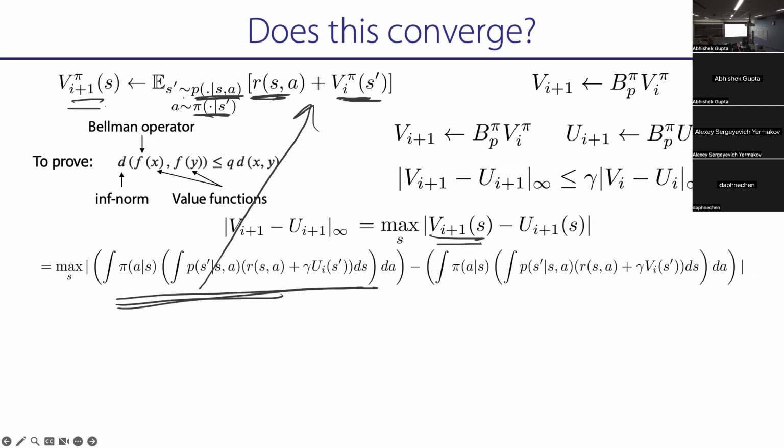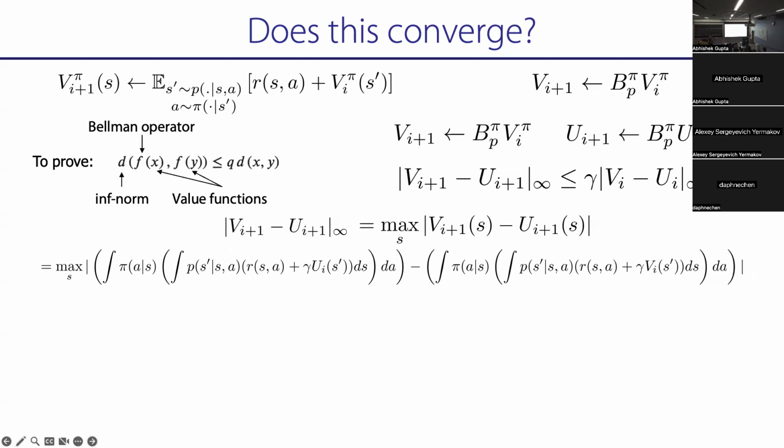Just to make sure everyone's with me, we're just trying to show that this thing is a contraction. So we're trying to show this thing is true. To show this thing is true, we wrote the definition of the infinity norm, and then we expanded V_{i+1} and U_{i+1}. Yes? Okay. So what do we do next?